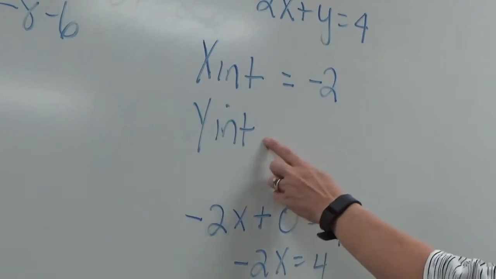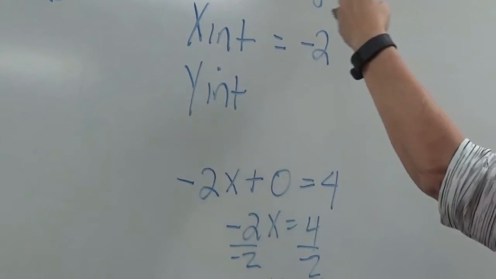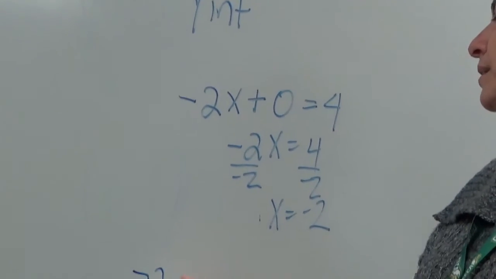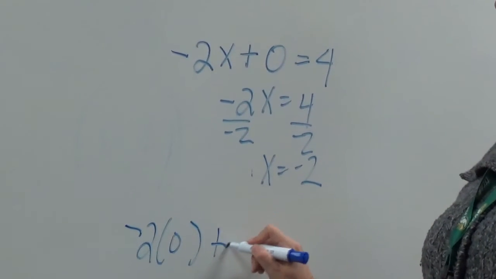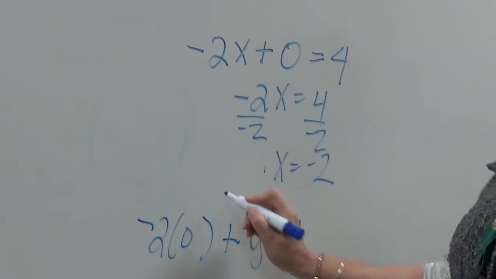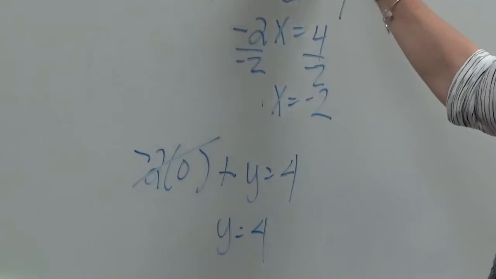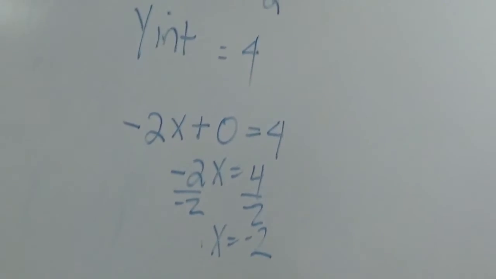How do I find my y-intercept? I'm going to plug in 0 for x. Okay, so negative 2 times 0 plus y equals 4. That all cancels to 0, y equals 4. So my y-intercept is 4.